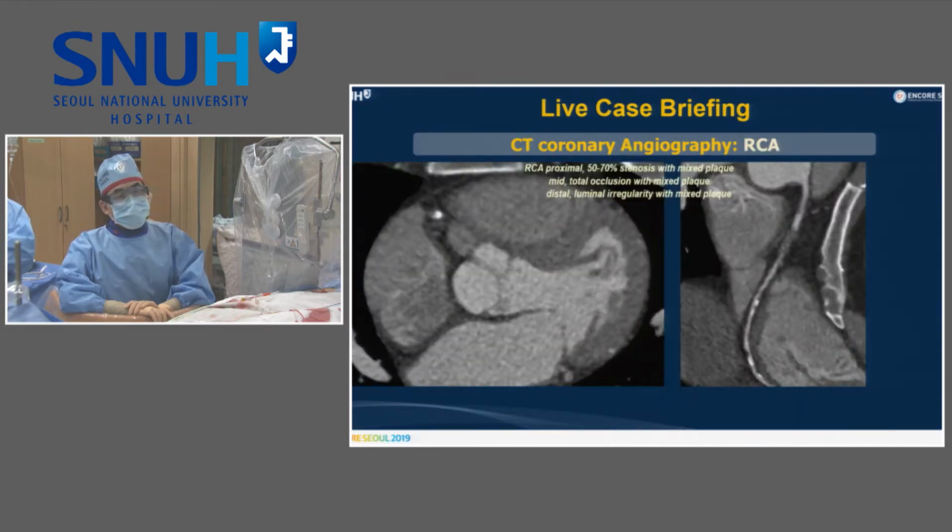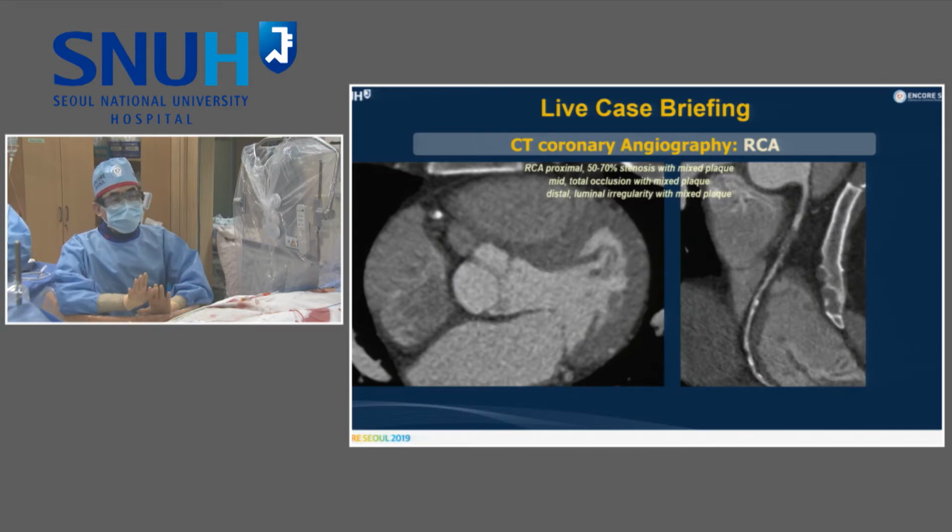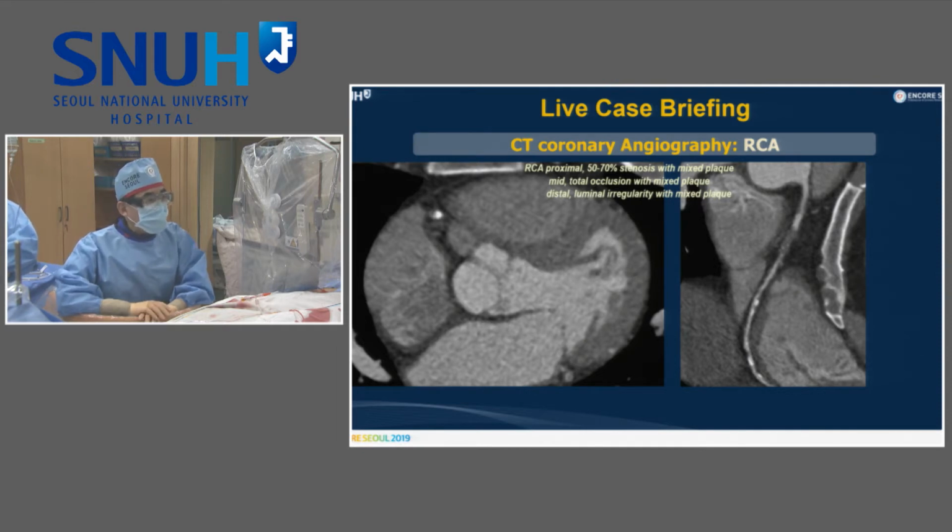Okay, I see. This is a slide. So when we see the distal stump, it looks straightforward. So the CT section does not correspond well to such a tricky morphology of the distal stump. Okay, angio, please.